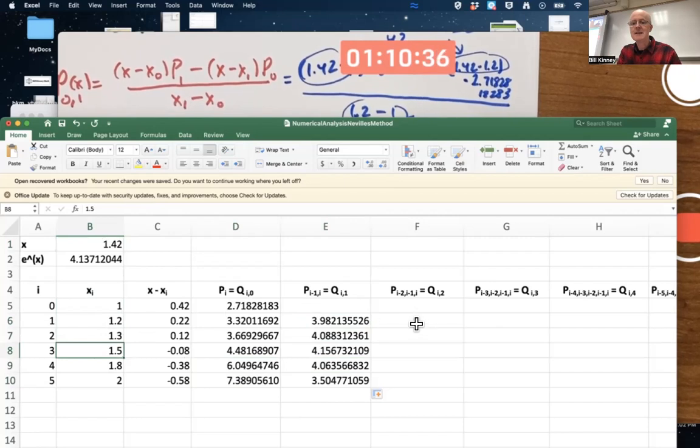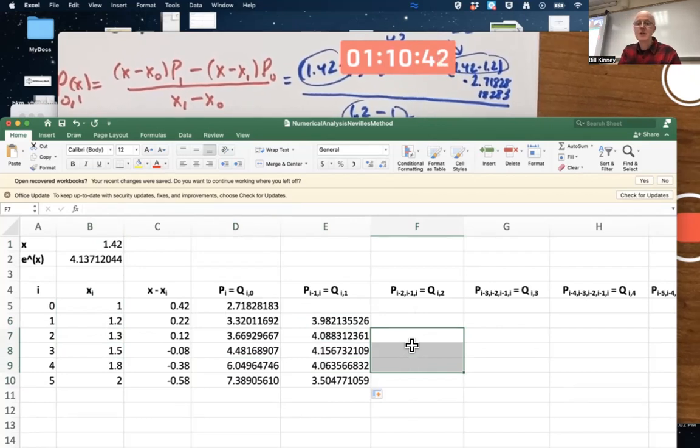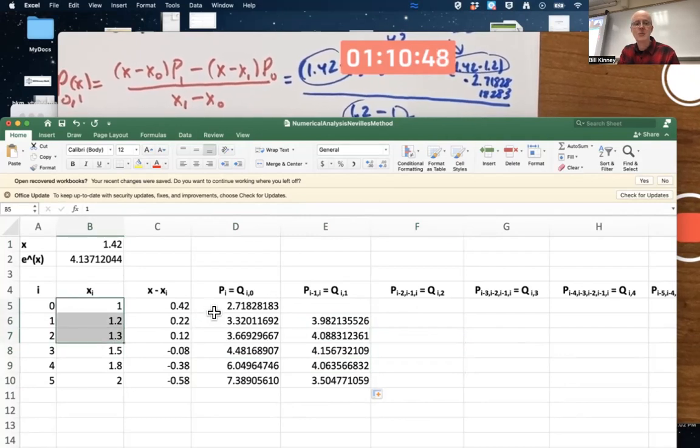The next column is quadratic. And for quadratic, we need 3 nodes. So the first quadratic, whose value we're going to put right here in row 7, we're going to use the first 3 nodes and their outputs. The second one, we'll use these 3. The third one, we'll use these 3. And the fourth quadratic, we'll use these 3.